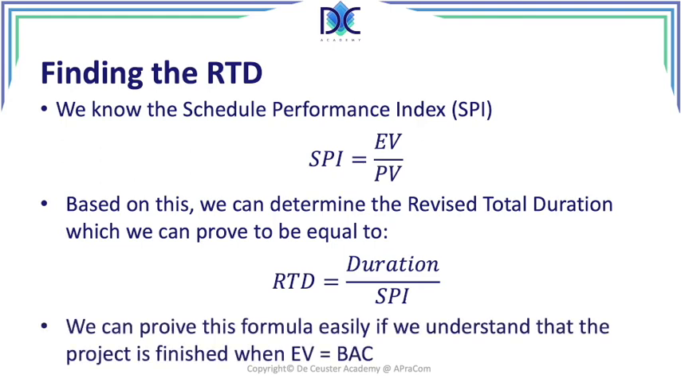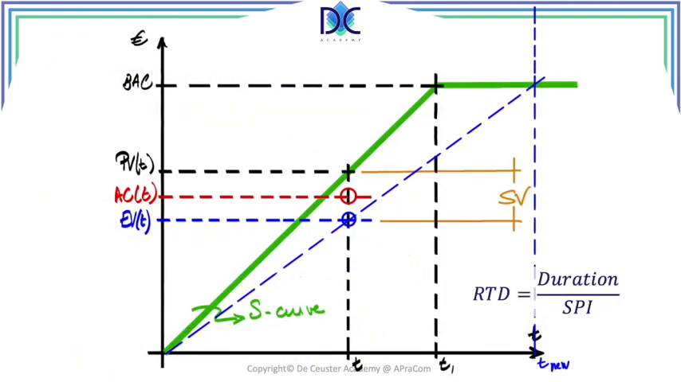Basically, the principle is that when we estimate that we will create value at the same rate as before, the project will be finished when all value has been created. It means when the earned value is equal to the budget at completion. Now, this is what we did here. So we have the RTD, duration divided by SPI, and I just extrapolate the earned value starting from the beginning until the line crosses the budget at completion, and that point gives us the new duration of the project, or the RTD.